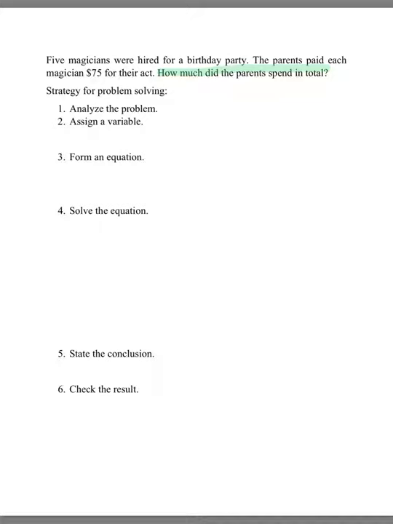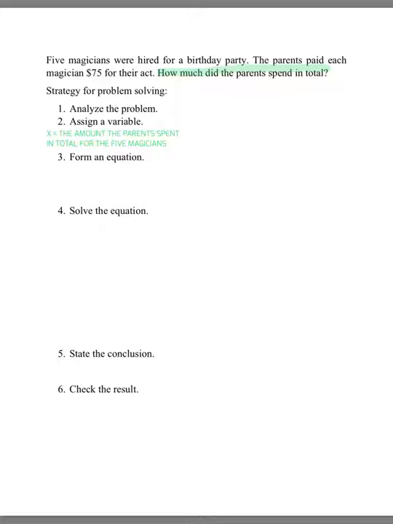So once we know what it is we want to answer, we know what it is we want our variable to represent. So we could actually jump straight into step 2 and assign a variable. The question we want to answer is, how much did the parents spend in total? Therefore, we're going to assign our variable to be the letter x, and therefore x is going to equal the amount the parents spent in total for the 5 magicians. Again, assigning the variable is basically just the question being asked, reworded in the form of a statement.